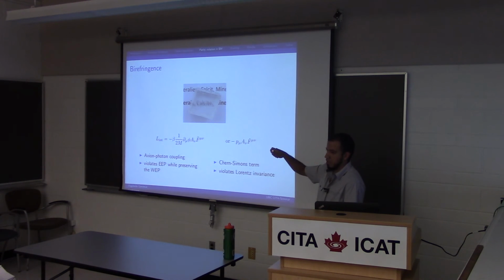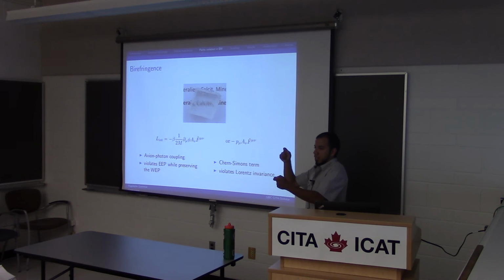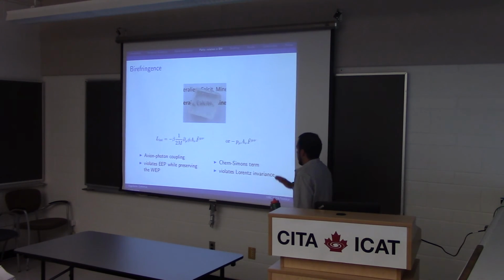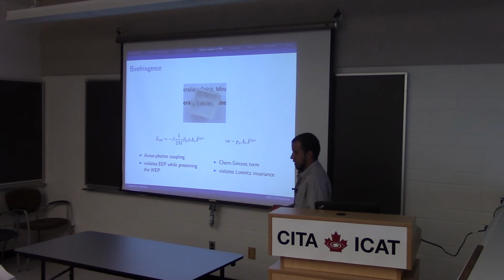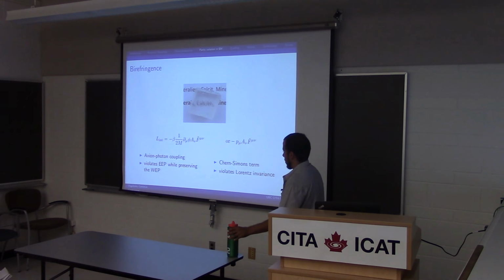So what you're doing is coupling to the different polarization states slightly differently, such that they get a phase difference, but the optical path remains the same. So these are two different interactions that would give me this rotation.